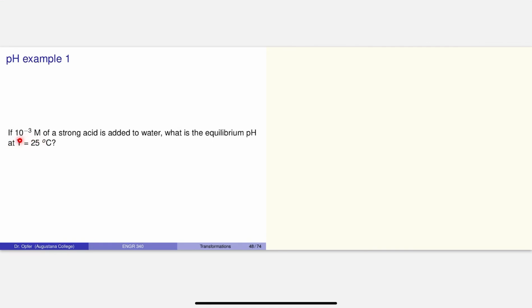If 10 to the minus 3 molarity of a strong acid is added to water, what is the equilibrium pH at T equals 25 degrees Celsius? Okay, it might not seem like we're given a ton of information, but I promise we can solve this problem.